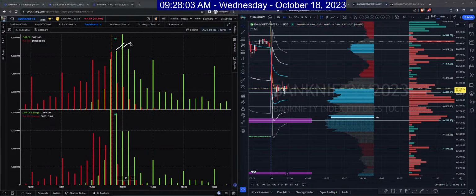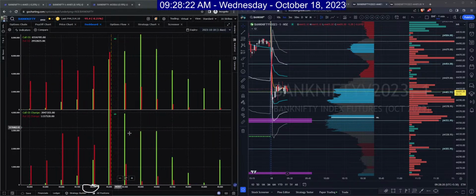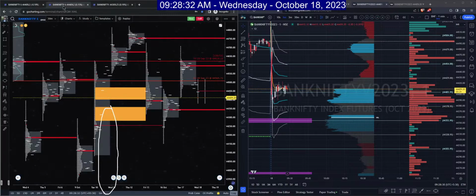I'm seeing call positions getting created here. We are at 44,300 or so. That's where again more call positions are getting created, whereas more put positions are getting created below, between 44,300 and 44,000. So let it chop. I'm just looking for a chop, but we are currently chopping in this 100-point range. Calls are the ones who are trapped in the current auction.